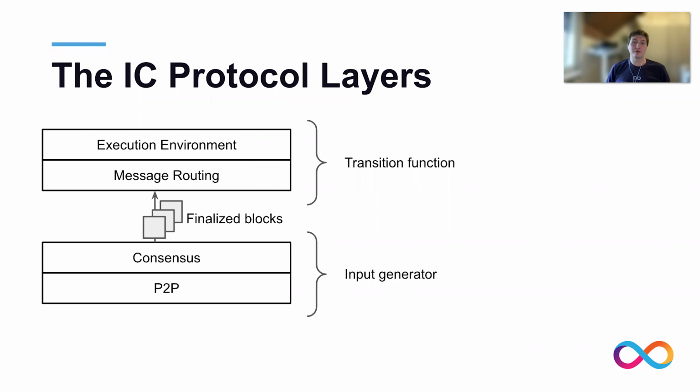And the upper layers, which we call message routing and execution environment, their main purpose is basically to implement the transition function. You have the block, you have some internal state of the replica, and basically the protocol defines how you take the block, take the state, and produce the new state. So it's like the transition function of the state machine.